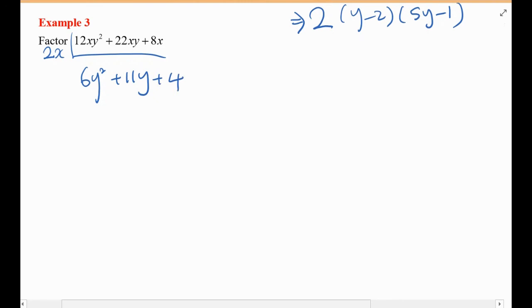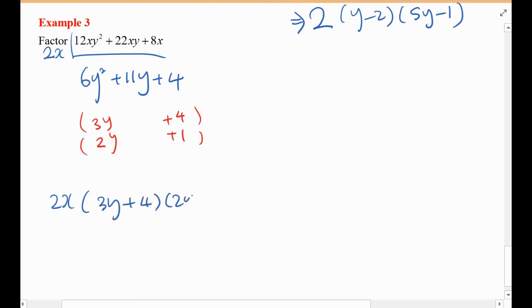Now, let's use crisscross method. So 6: 3 and 2, and 4 and 1, and multiply it. 2 times 4 is 8, 3 times 1 is 3, add them up, it becomes 11. So it's a correct pair. So we're going to write y and y, bracket. So the answer will be, you have to add 2x, 3y plus 4, 2y plus 1. So this is the answer.